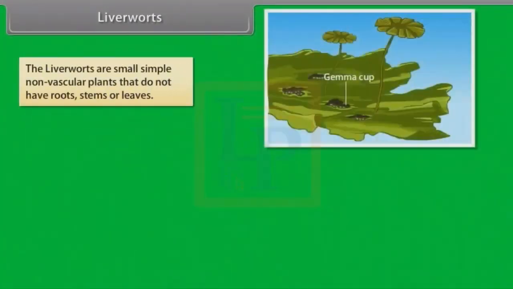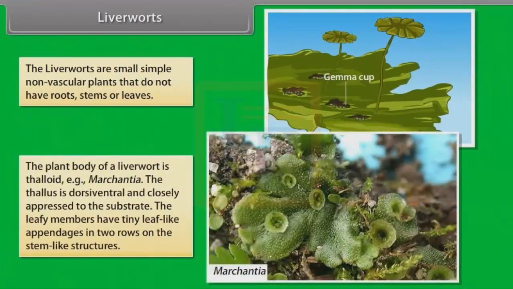The liverworts are small, simple, non-vascular plants that do not have roots, stems, or leaves. The plant body of a liverwort is thalloid, for example, Marchantia. The thallus is dorsiventral and closely pressed to the substrate. The leafy members have tiny leaf-like appendages in two rows on the stem-like structures.